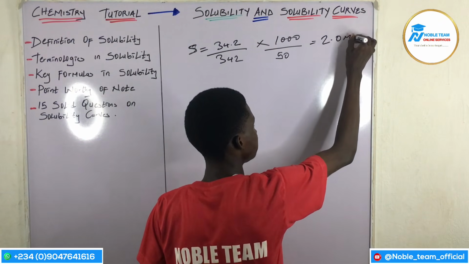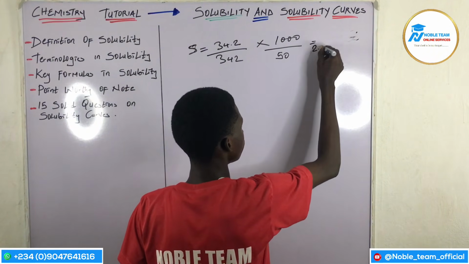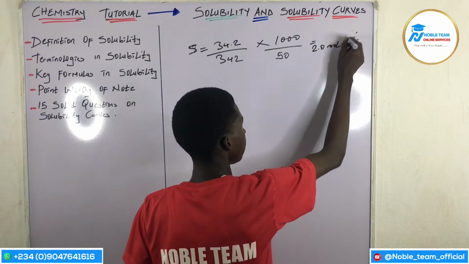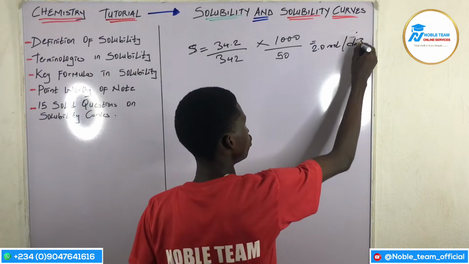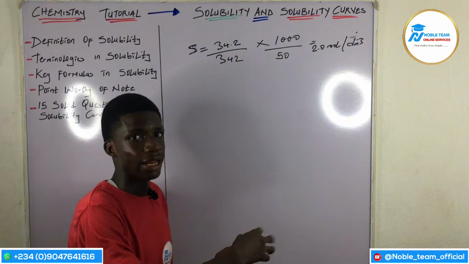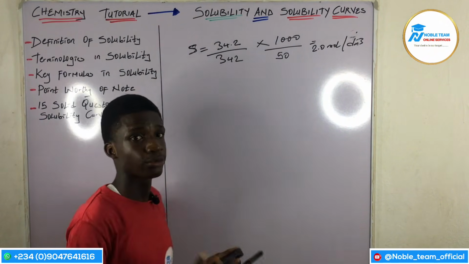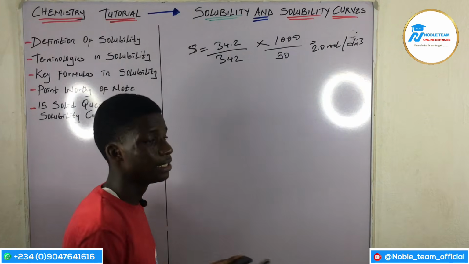2.0 mole per dm³. We have it to be 2.0 mole per dm³. I hope you all understood how we arrive at this answer. Now let's solve more questions so you can be able to know how to solve questions under solubility curves.